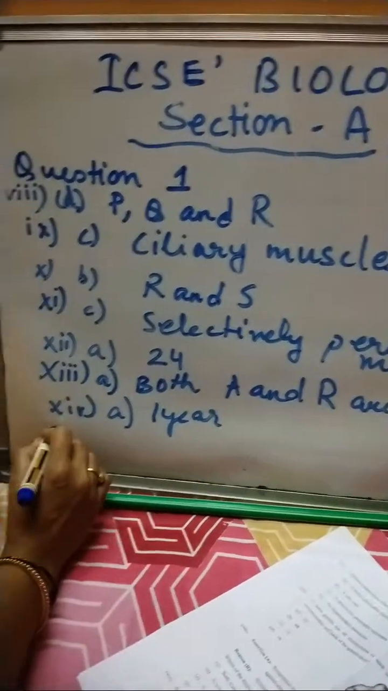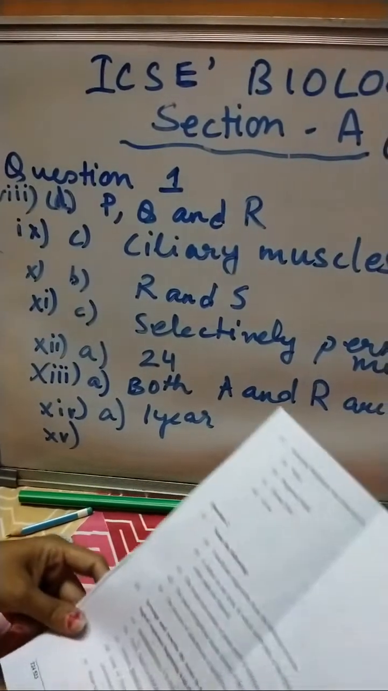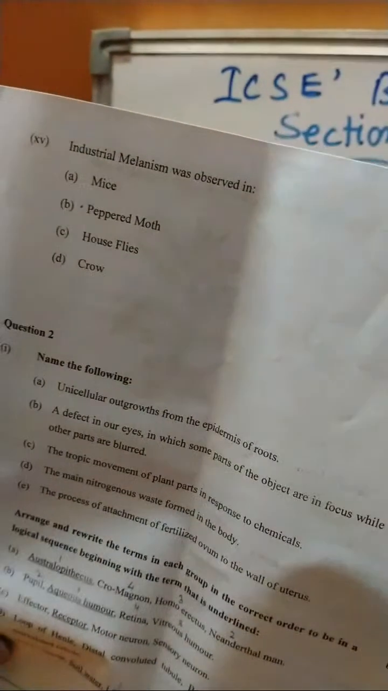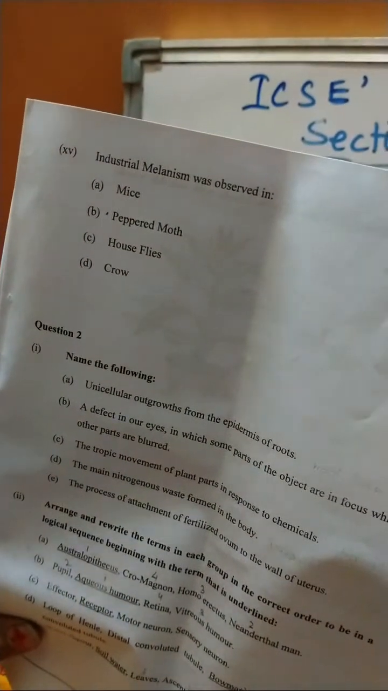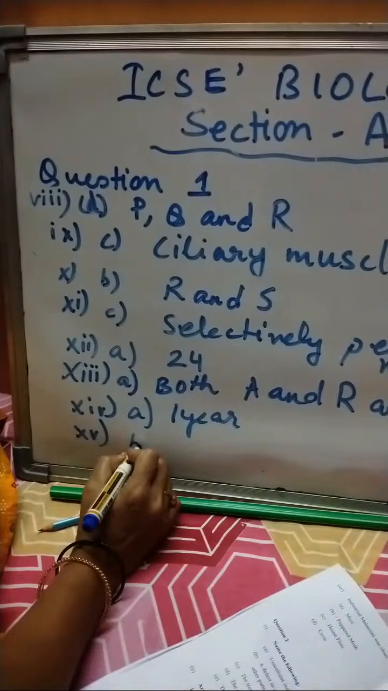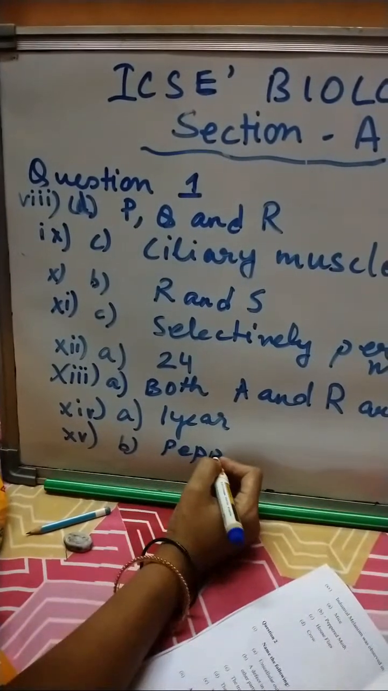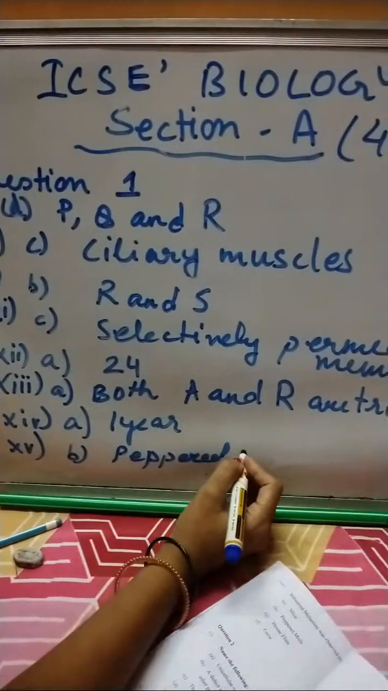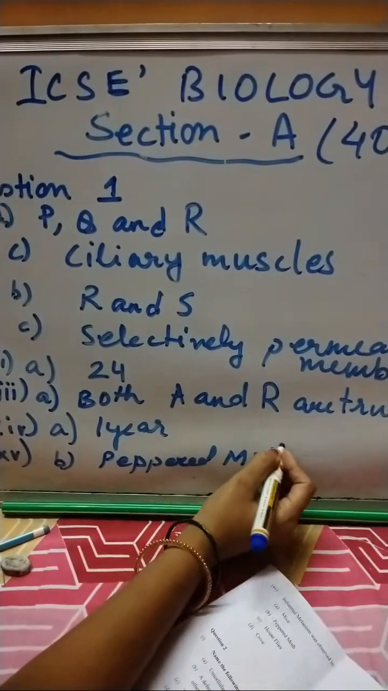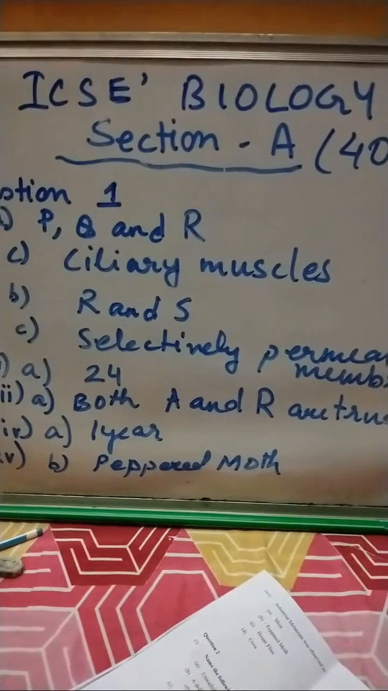The last question of the MCQ: industrial melanism was observed in, a very easy question, and the answer you all know. Options are mice, peppered moth, houseflies and crow. Definitely B, that is peppered moth. So this was the 15 marks MCQ of question number 1.